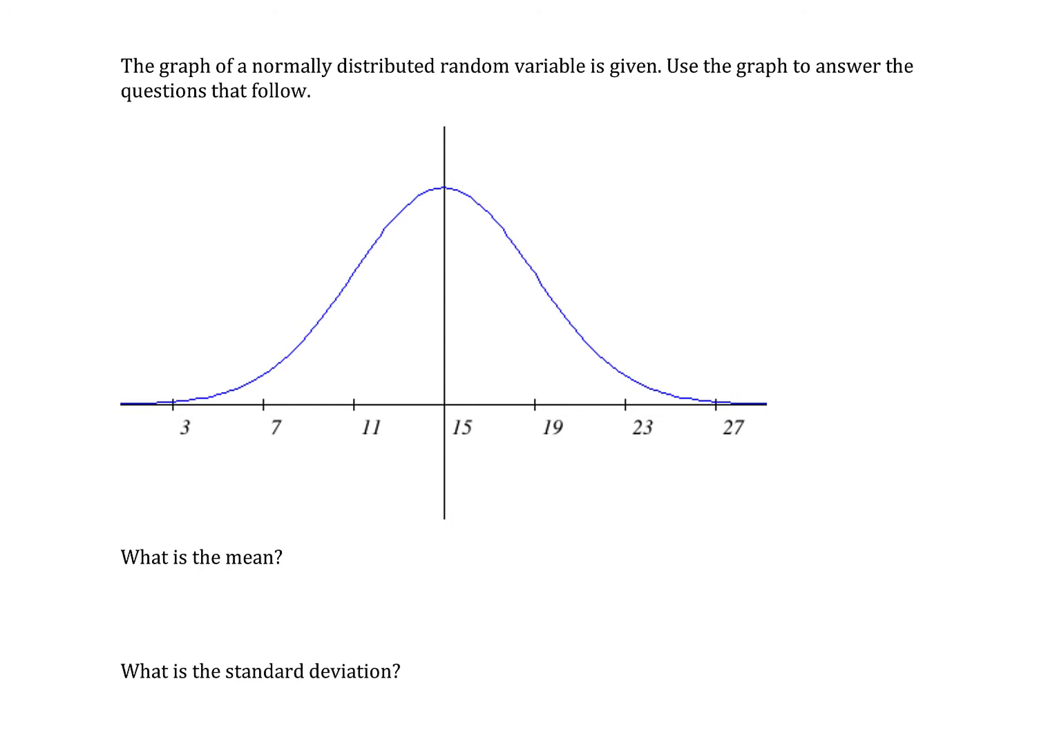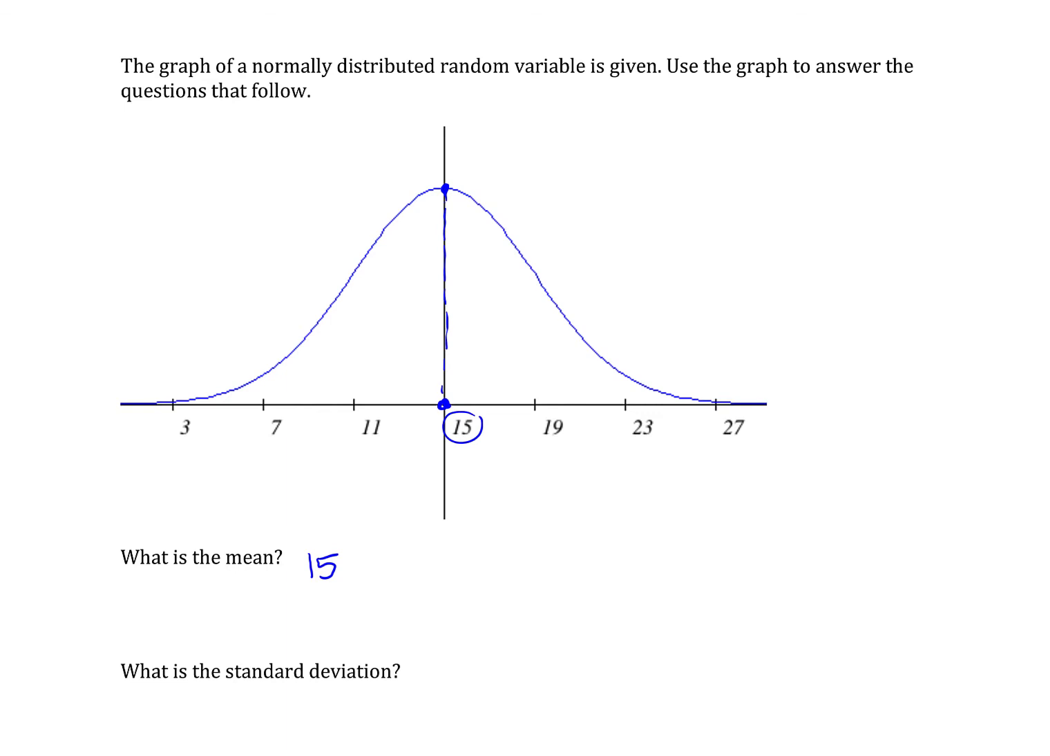Well, in order to determine what the mean is from the graph of a normal distribution, you have to keep in mind the fact that the mean is located right in the center of the distribution. So the mean, in this case, is going to be right along this line, and the value associated with that point is 15. So the mean of this distribution is 15.